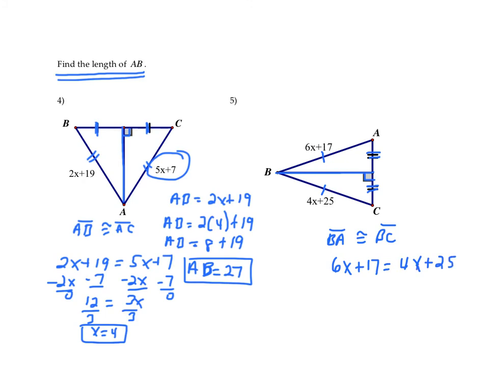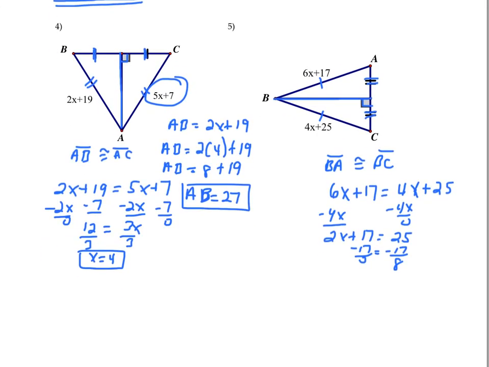Subtract 4x from both sides, and we end up with 2x on the left-hand side. So 2x plus 17 equals 25. Subtract 17 from both sides. That's going to give you 8 on this side. So we would have 2x is equal to 8. And again, we end up with x equals 4. Now, don't jump to the conclusion that x is always equal to 4 in these cases. It's just that we made up two problems where we have x equals 4.